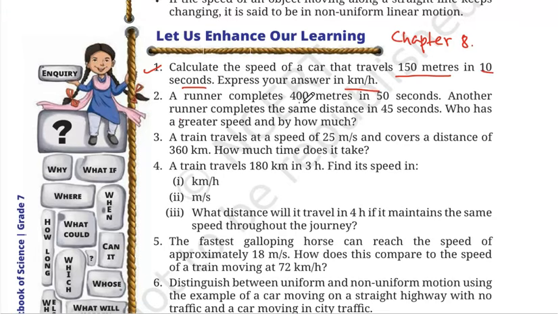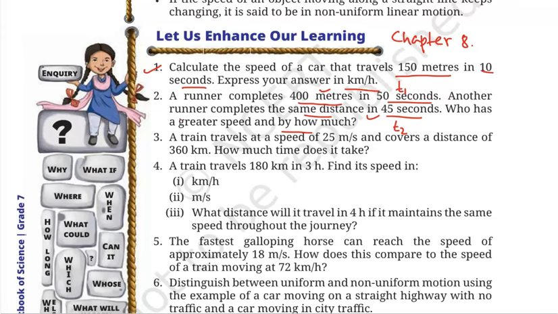A runner completes 400 meters in 50 seconds. There's another runner who completes the same distance in 45 seconds. Who has a greater speed and by how much? In this question, there are two runners. Both are covering the same distance of 400 meter. One is taking 50 seconds and the other is taking 45 seconds. We have to find the speed of runner 1 and the speed of runner 2, and then see which one has a greater speed and by how much.